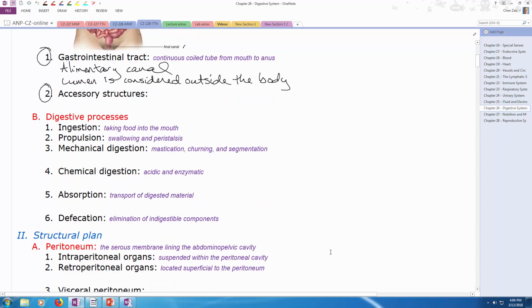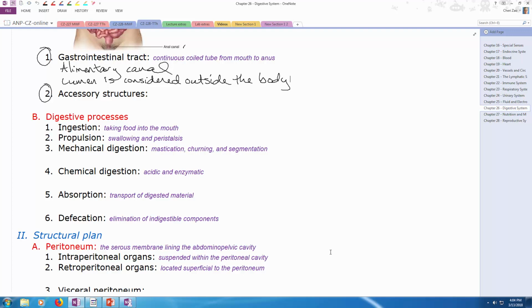The digestive processes that we're going to go over with this chapter are ingestion, propulsion, mechanical digestion, chemical digestion, absorption, and defecation. We won't spend a lot of time on ingestion, which is basically defined as taking food into the mouth, but I will bring your attention to there are certain physical structures you must have in order to be able to successfully take food into the mouth. That you have to have them and they have to be intact.